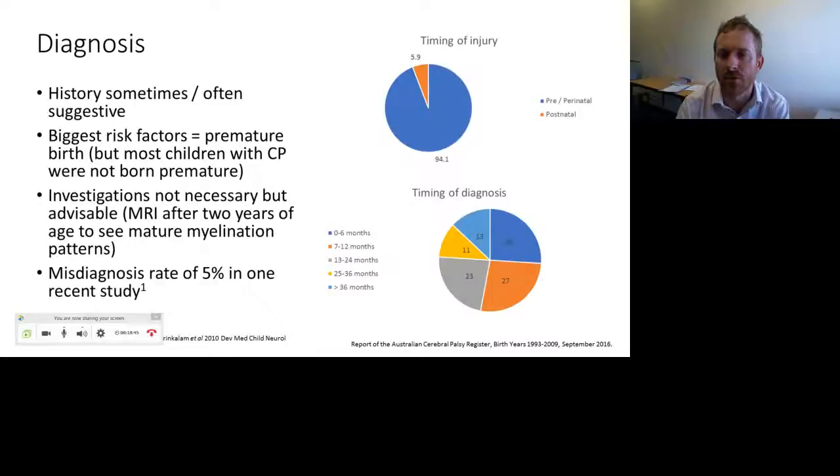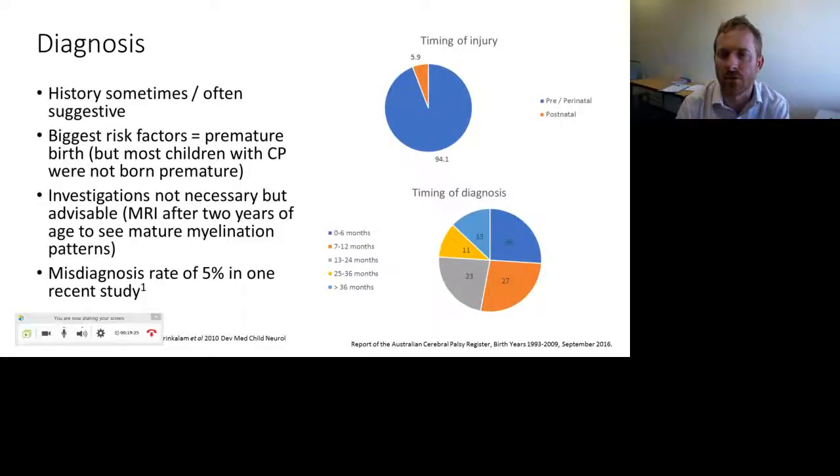Investigations aren't always necessary, but generally we find they're advisable, and an MRI after 2 years of age is often the most useful to see the mature myelination patterns, with myelination disease being the most common problem. Some studies suggest that there's a relatively high misdiagnosis rate of up to 5% in one fairly recent study. You can see from these charts on the right-hand side here, which were derived from the new CP register, that actually most cases of CP occur in the prenatal period.